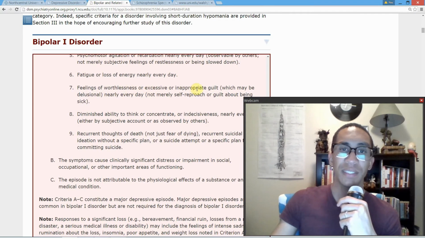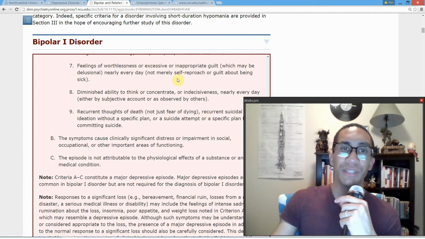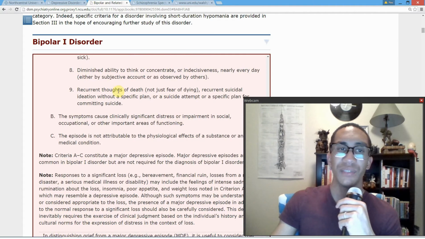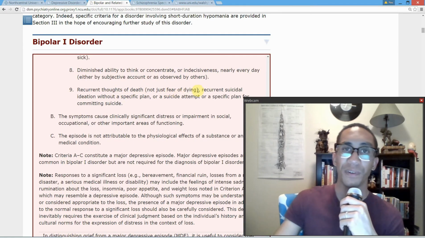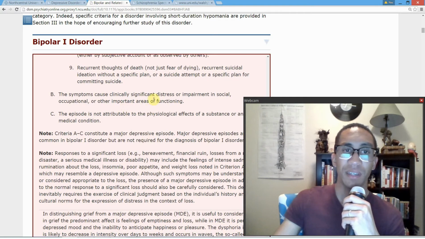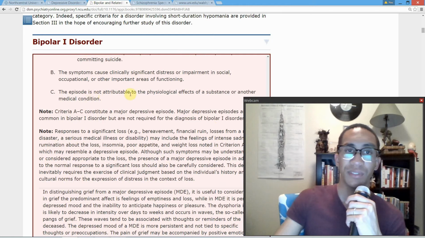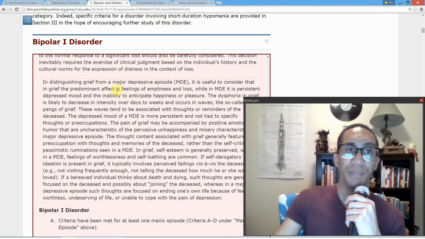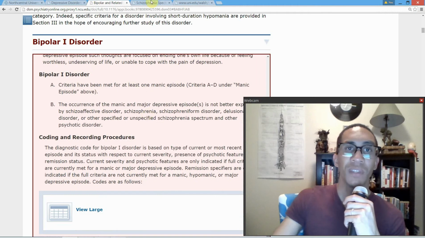Worthlessness or excessive or inappropriate guilt. She wrote a suicide note that was kind of inappropriately guilty, I guess you would say. Diminished ability to think or concentrate. She didn't really say too much about that. Recurrent thoughts of death. Yeah, so that would definitely be the biggest signifier for her depressive episodes. Symptoms cause clinically significant distress. Yes. The episode is not attributed to physiological effects. Don't know. But yeah, and she's also not grieving.